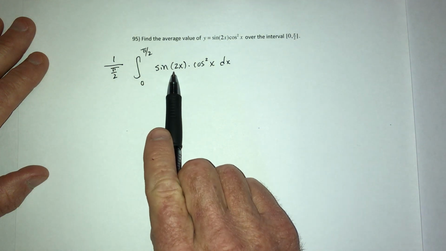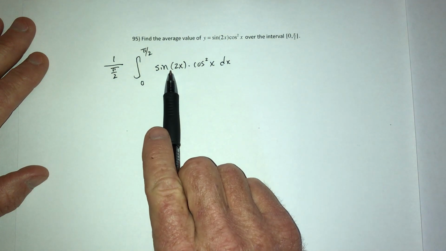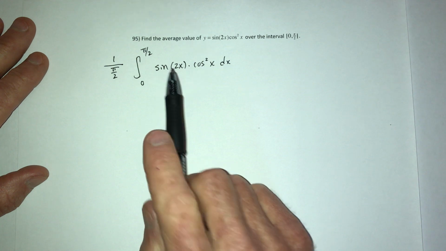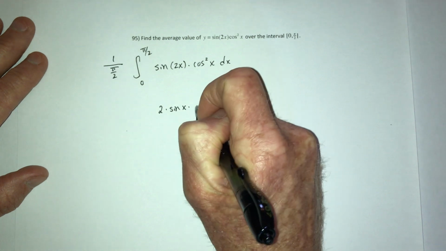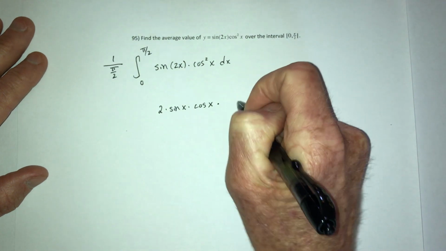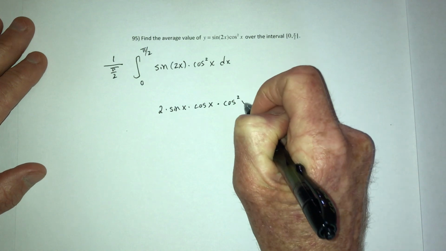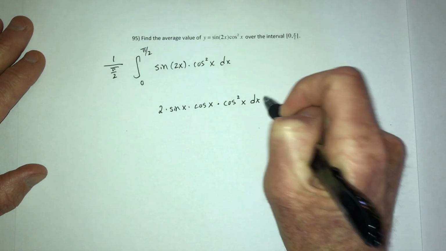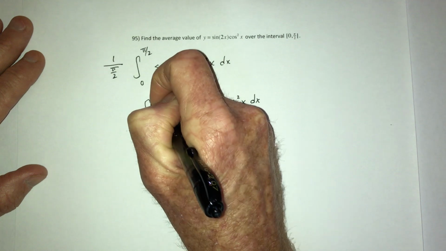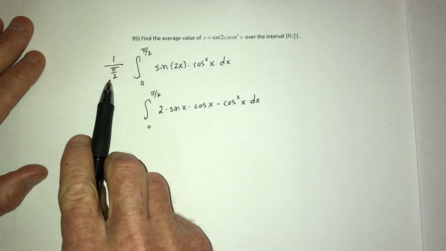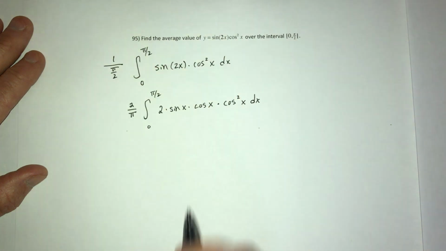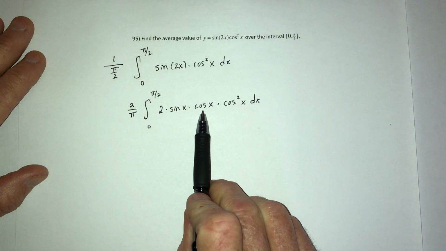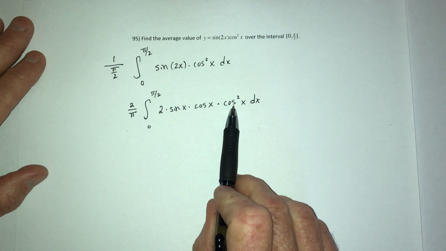Now, how do we actually integrate this? So for this sine of 2x, I think I need to use a trig identity. So that's going to be 2 times sine of x times cosine of x. And then there's this extra cosine squared. And we still need to integrate that. And then for this, because it's 1 divided by, you can invert that, and it's going to be 2 over pi. So I can clump these cosines together, and that's going to be cosine cubed.